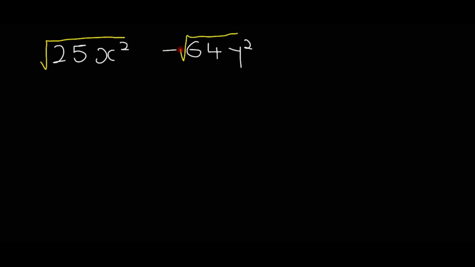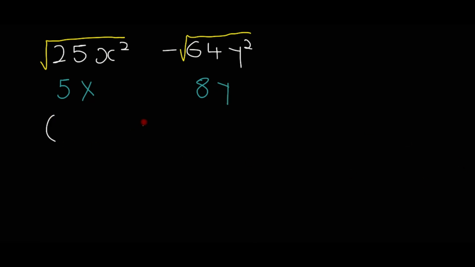And then what about this one? 25x squared minus 64y squared. This is difference of two squares because there are only two terms tse lore di separated ke minus. And then o ka kgona bona gore this is a perfect square, even this one is a perfect square because square root sa 25 ke 5, and then square root sa x squared ke x, square root sa 64 ke 8, and then square root sa y squared ke y.